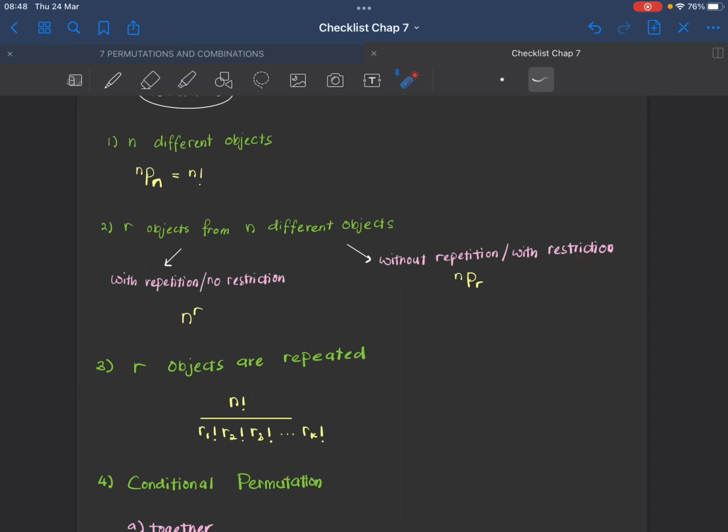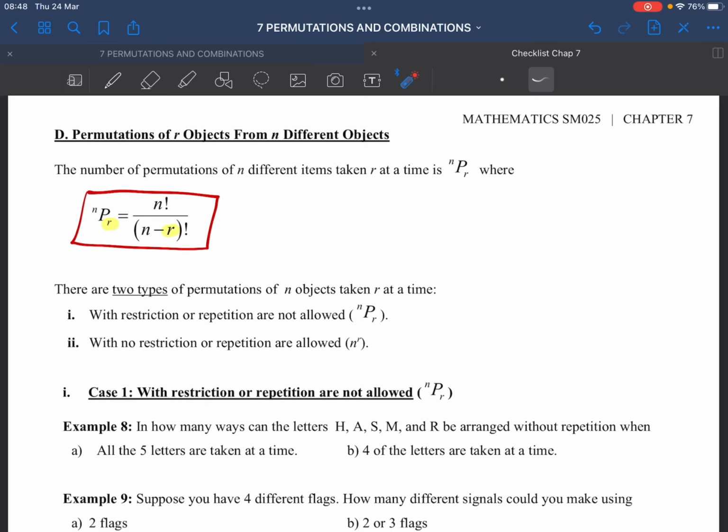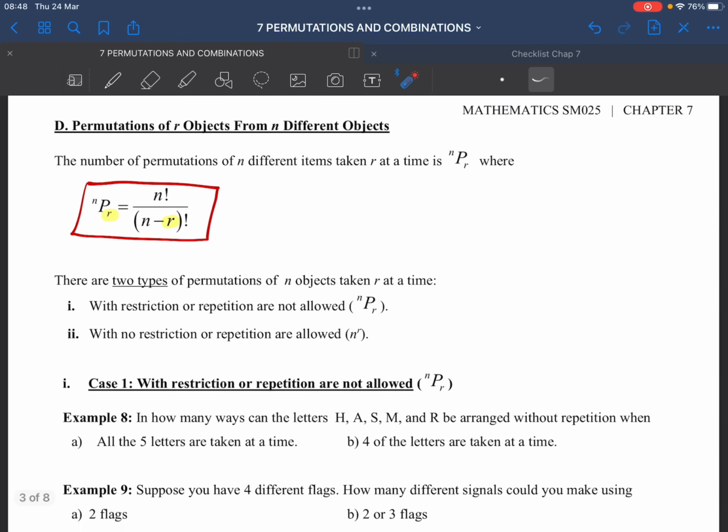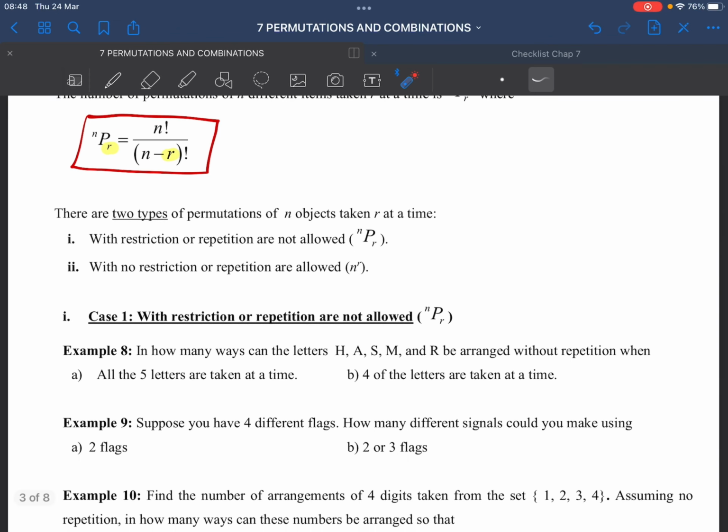Okay, so with repetition the formula is n to the power of r. Without repetition the formula is nPr. So please remember this too. Okay, when I ask what is with repetition, what is without repetition. Okay, so there are 2 types. We have nPr. nPr is without repetition.